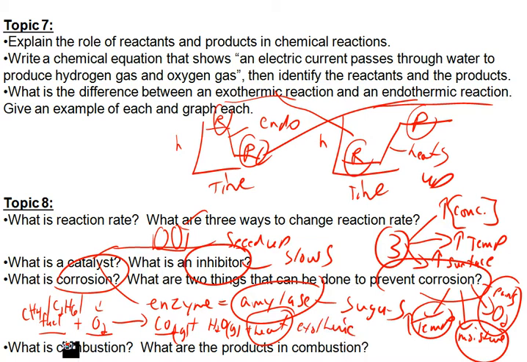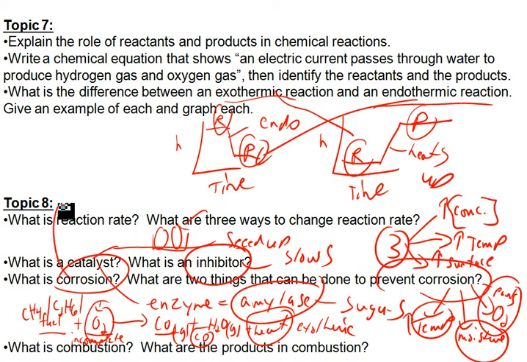The other thing we should know is that sometimes there is incomplete combustion, and if that's the case, we'll get carbon monoxide as one of the products. Complete combustion means we have lots of oxygen, so we'll get carbon dioxide, water vapor. Incomplete combustion, we're going to get carbon monoxide there.